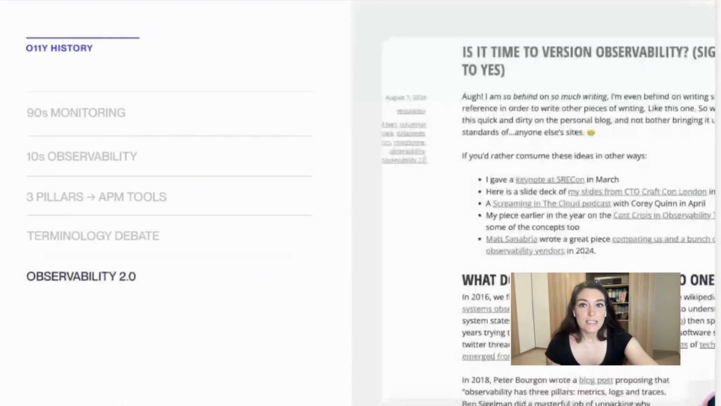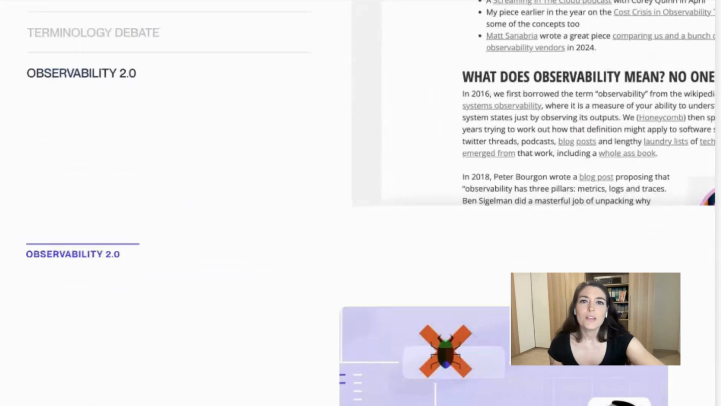So in August of last year, Charity Majors, co-founder of Honeycomb, wrote an article which argues that we are undergoing a socio-technical sea change when it comes to observability. And that's why this term should be versioned. Companies are changing how they approach observability, both from a technological standpoint and in how teams behave and work. And so that's why she called it Observability 2.0. So let's look into that.